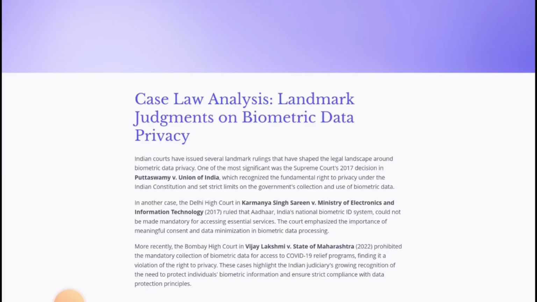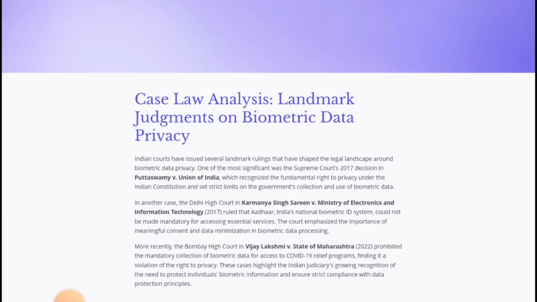Now we can see some case law analysis, in which some are landmark judgments on biometric data privacy. Indian courts have issued several landmark rulings that have shaped the legal landscape around biometric data privacy. One of the most significant was the Supreme Court's 2017 decision in Puttaswamy versus Union of India, which recognized the fundamental right to privacy under the Indian Constitution and set strict limits on the government's collection and use of biometric data.